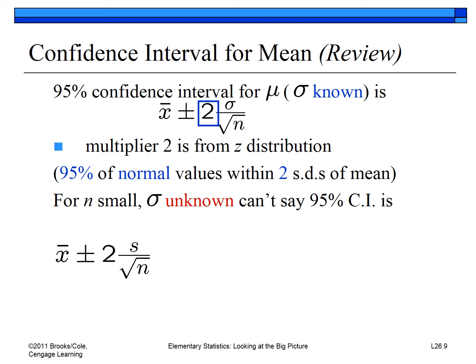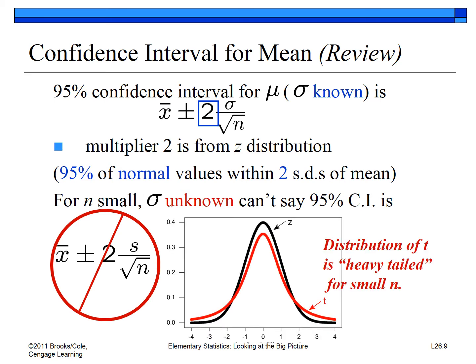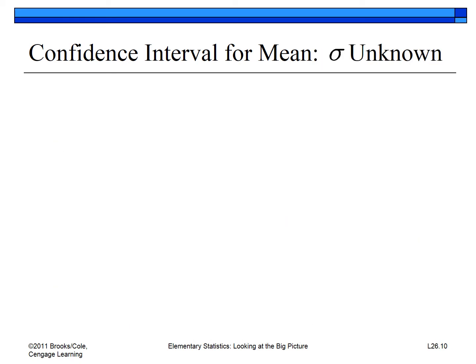Now, if n is small, if we don't know sigma, we can't say that the 95% confidence interval is given by this formula, which is the same as the old one, except we've replaced the population standard deviation with the sample standard deviation. The reason is the area in the tails under the t distribution is bigger than for z. That means we have to go out a little bit farther to get to 95%.